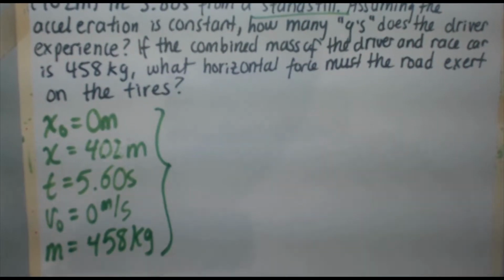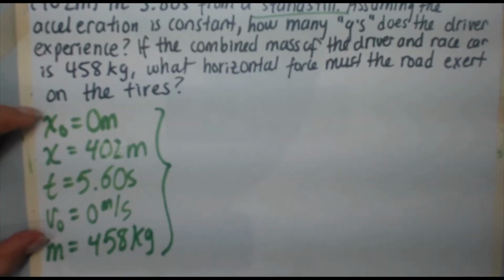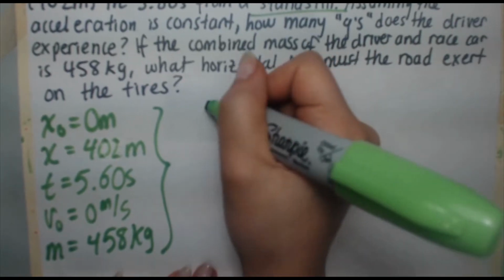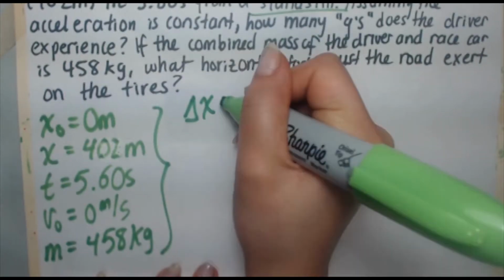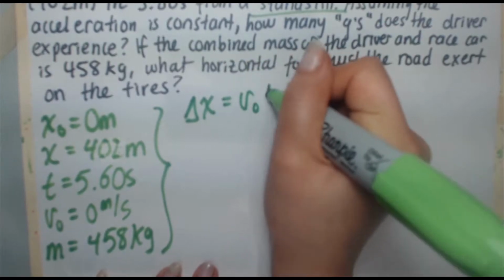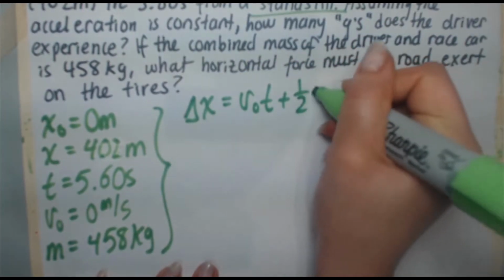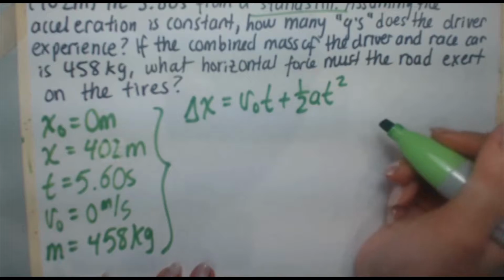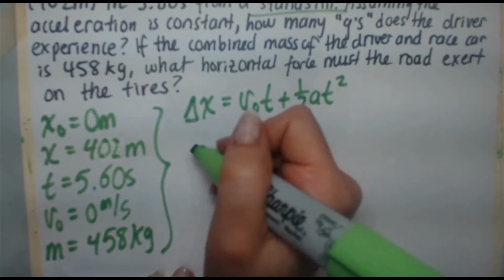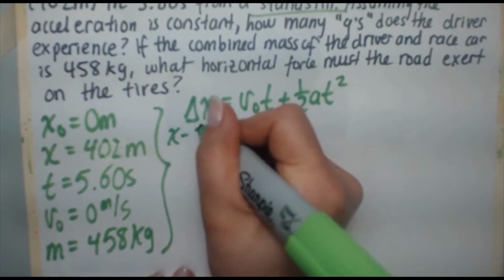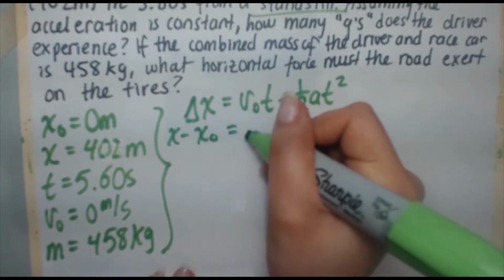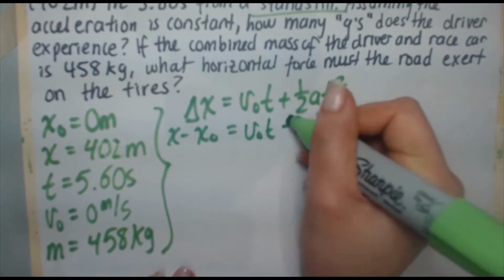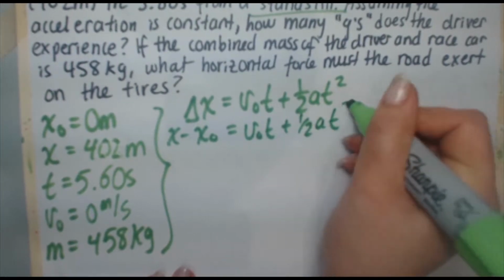Now, the question becomes, how do we use these given quantities to determine the acceleration? Hopefully the first four combined give you a familiar equation to use in this case that also involves acceleration, and that is this kinematics formula: delta x equals v0 t plus 1/2 a t squared. Delta x is simply final minus initial position, x minus x0.